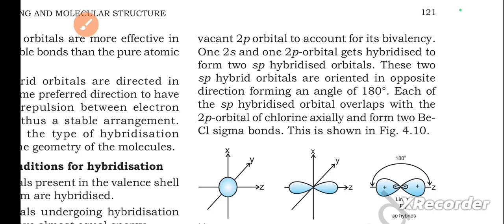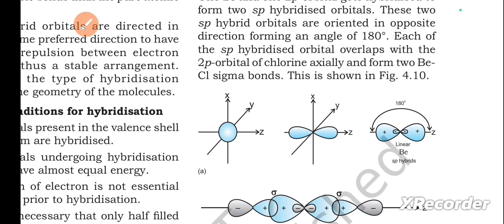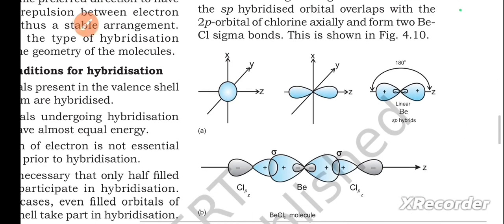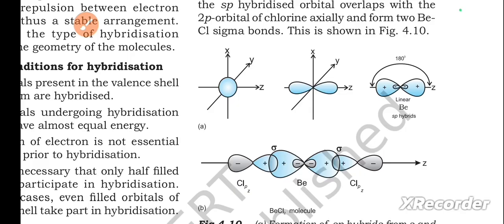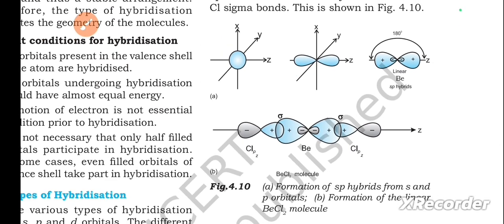One 2s and one 2p orbital get hybridized to form two sp hybridized orbitals. These two sp hybrid orbitals are oriented in opposite direction, forming an angle of 180 degrees. Each of the sp hybridized orbitals overlaps with 2p orbital of chlorine axially and forms two Be-Cl sigma bonds. This is shown in figure 4.10. This is the figure, just you can have a look at it.